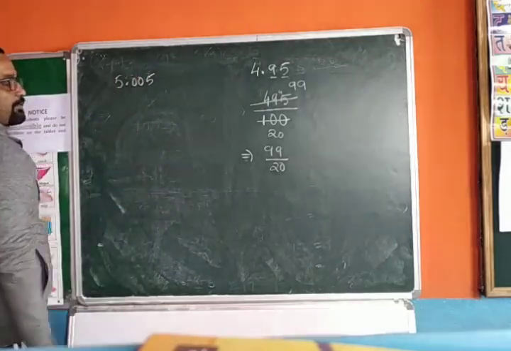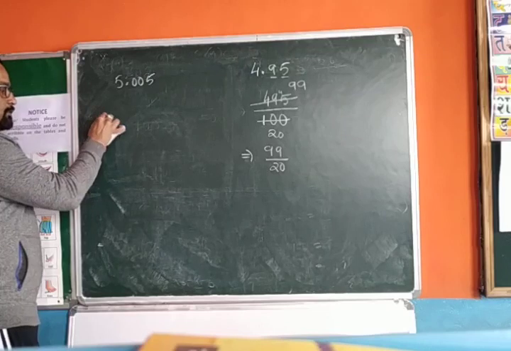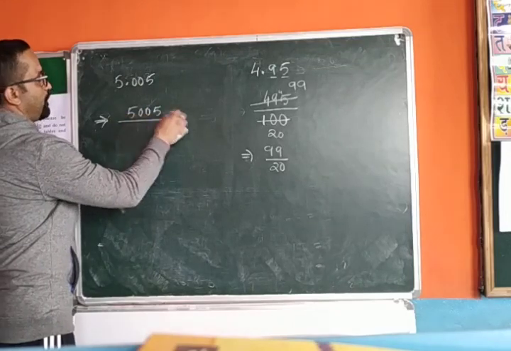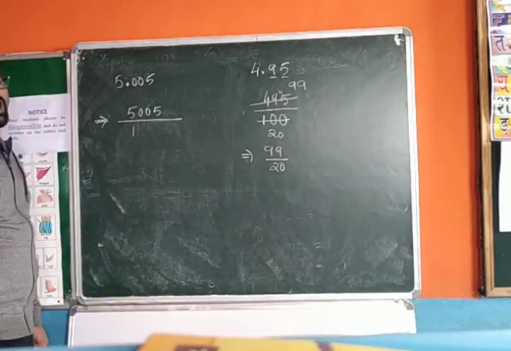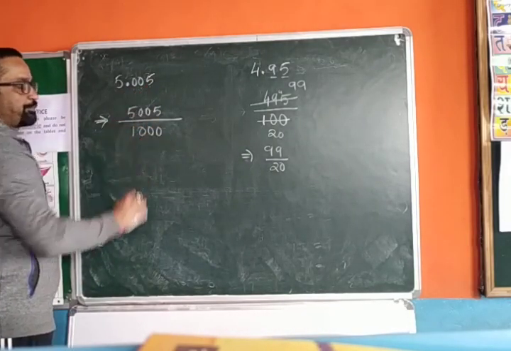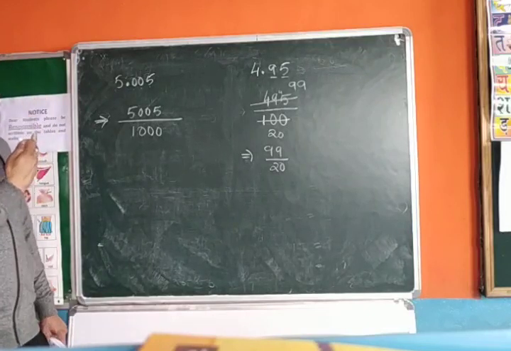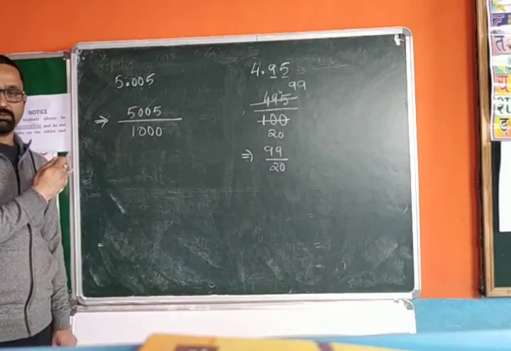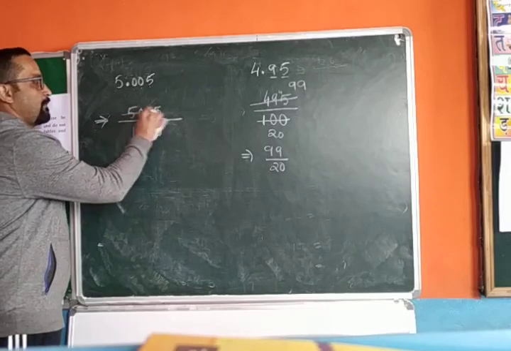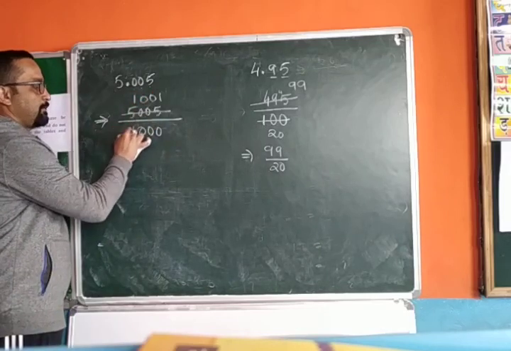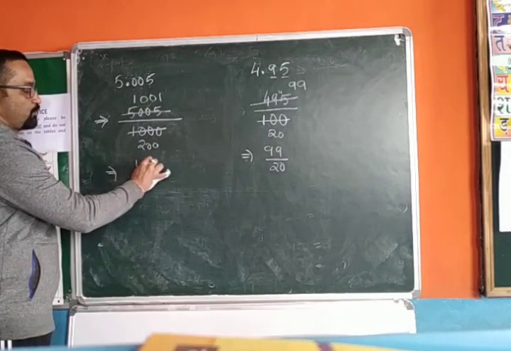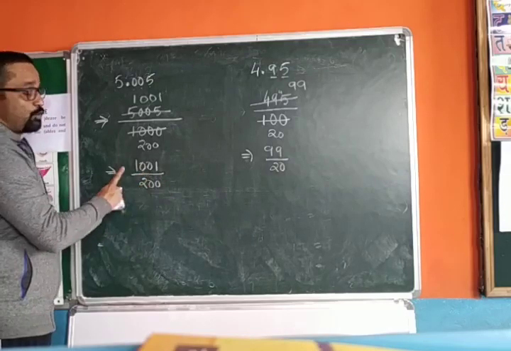5.005. Copy the terms, 5005. For decimal you write 1. How many digits after the decimal? 1, 2, 3. So you put 3 zeros. The decimal has changed into a fraction. If it is divisible, you have to reduce it to the smallest fraction, lowest fraction. 5 1s are 5, 5 2s are 10, 0 0. So you get 1001 divided by 200, lowest value.